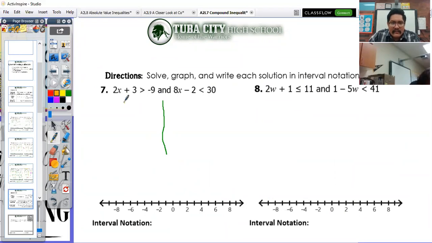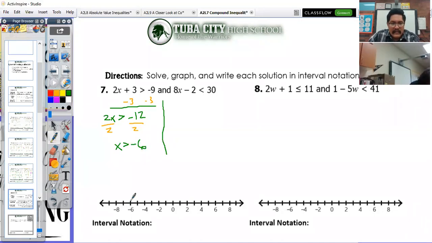So let's go ahead and start solving some of these. Subtract 3 from both sides. So what I have here is 2x is greater than, put these two together, -12. -9 and -3 is -12. And now I have to divide both sides by 2. So divide both sides by 2, and I have now x is greater than -6.